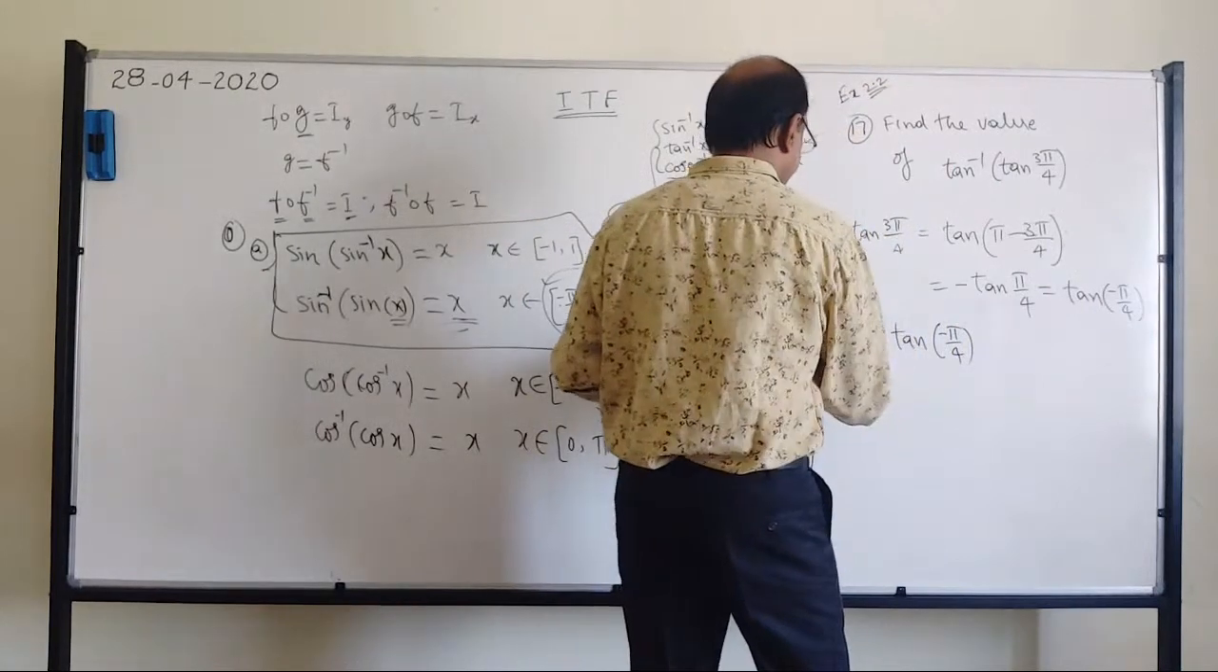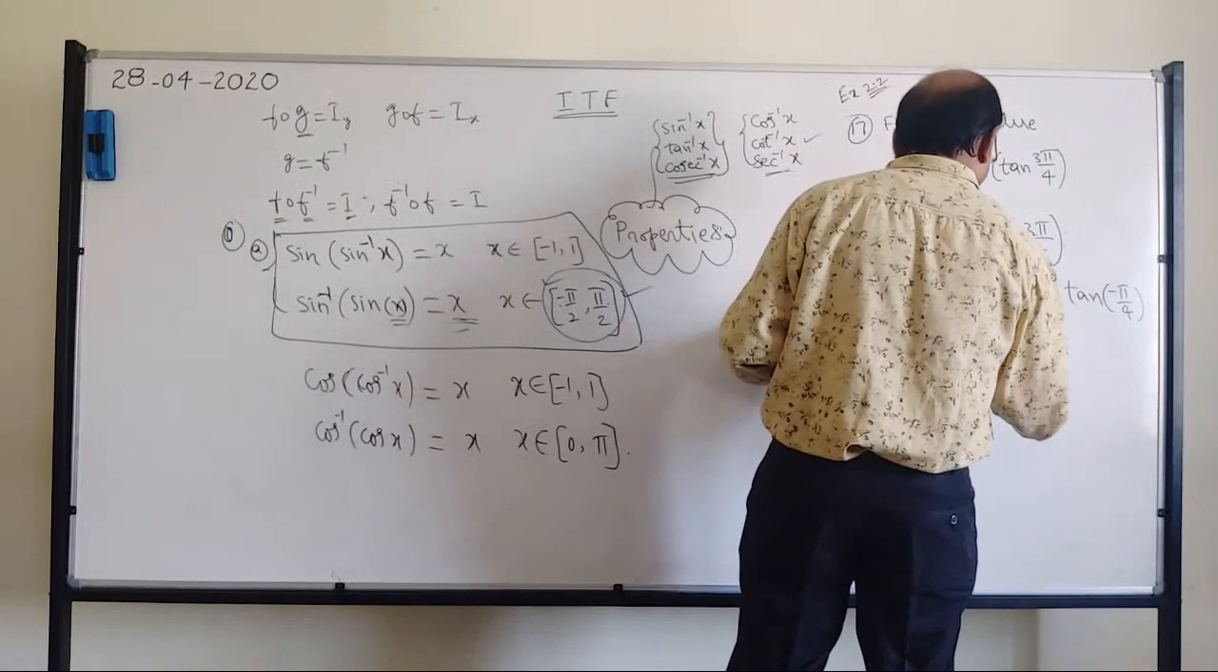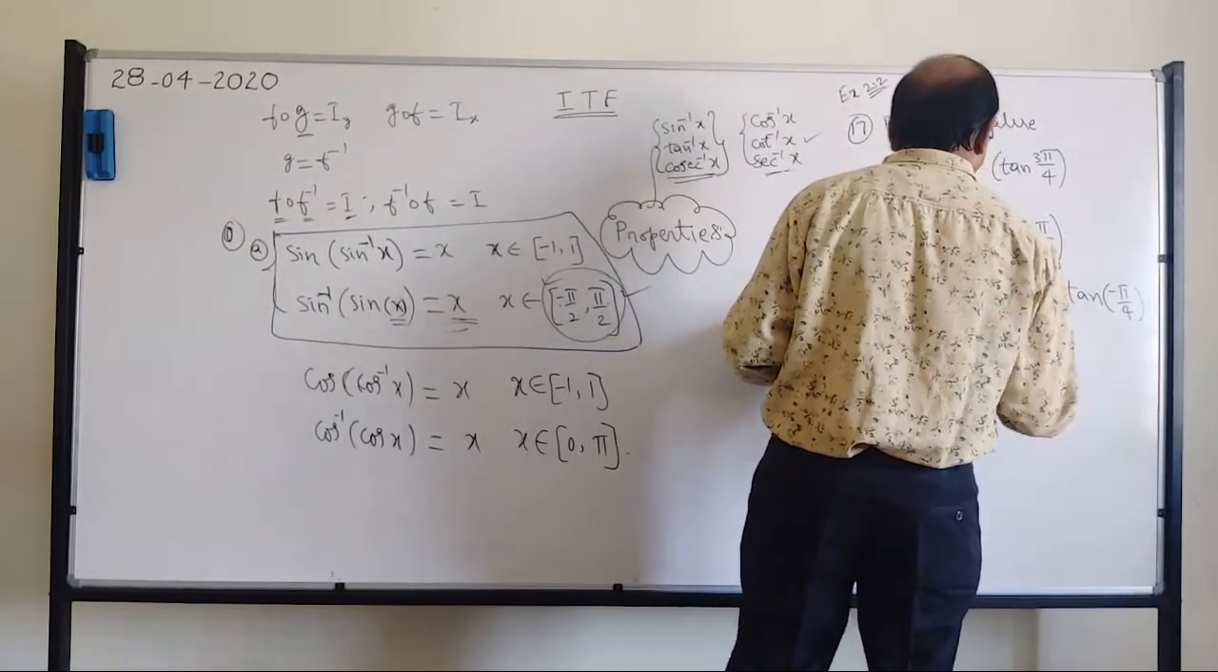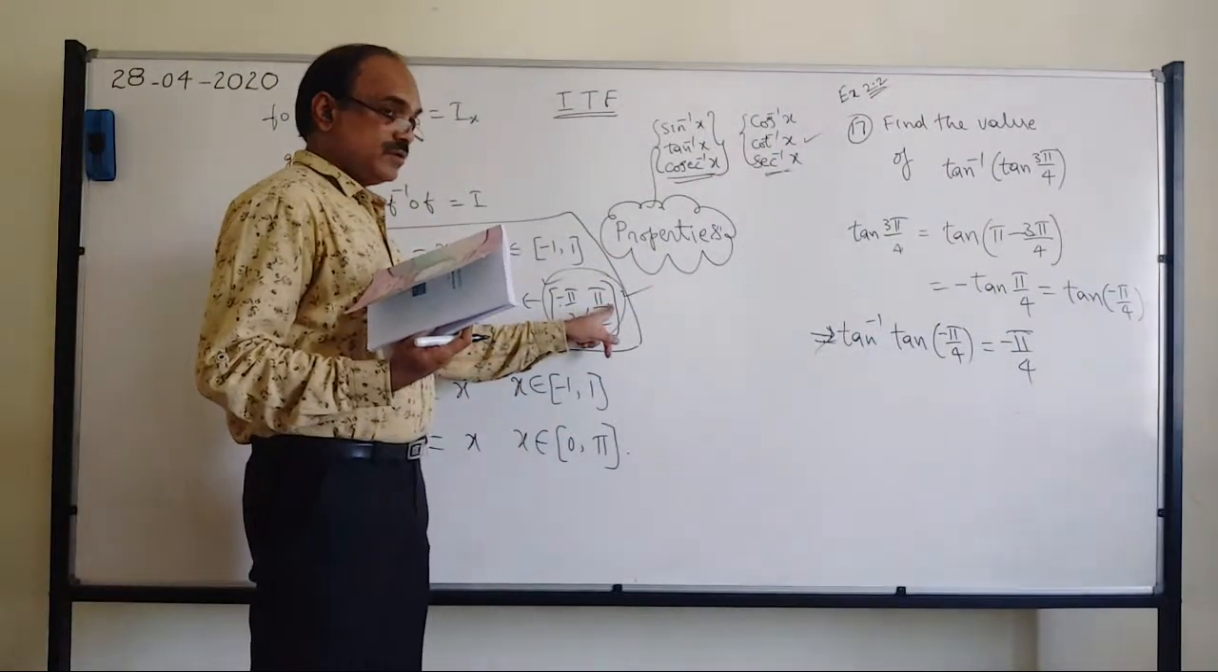Okay. Now, so it is minus pi by 4. Can we have minus pi by 4? Yes, it should be between minus pi by 2 and plus pi by 2.